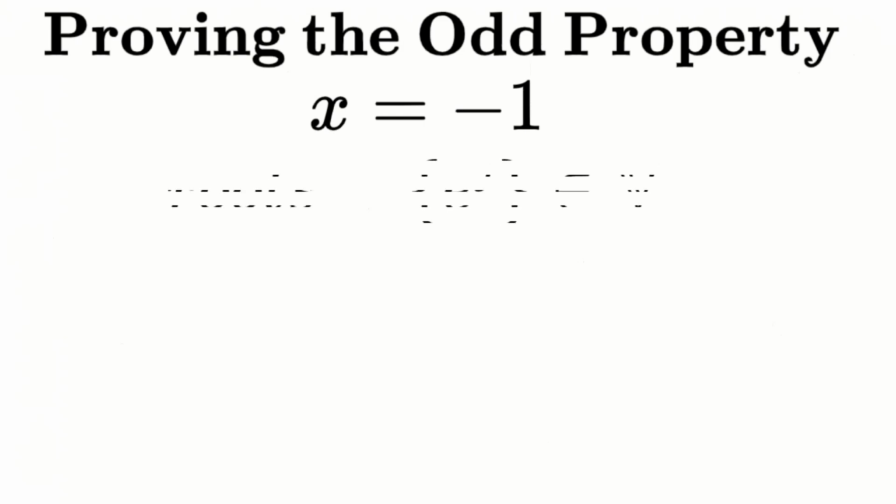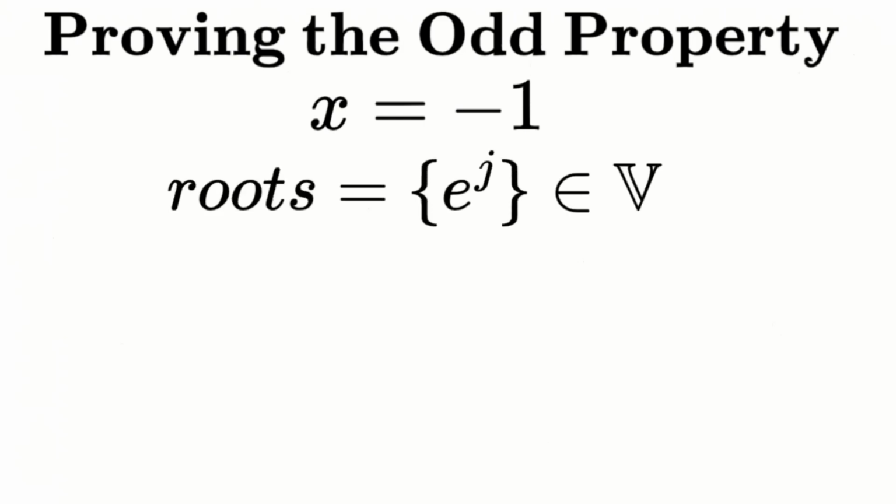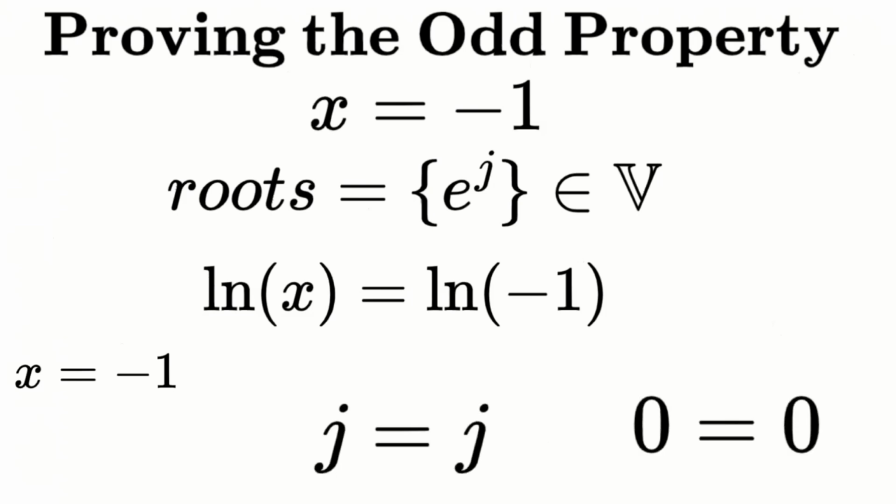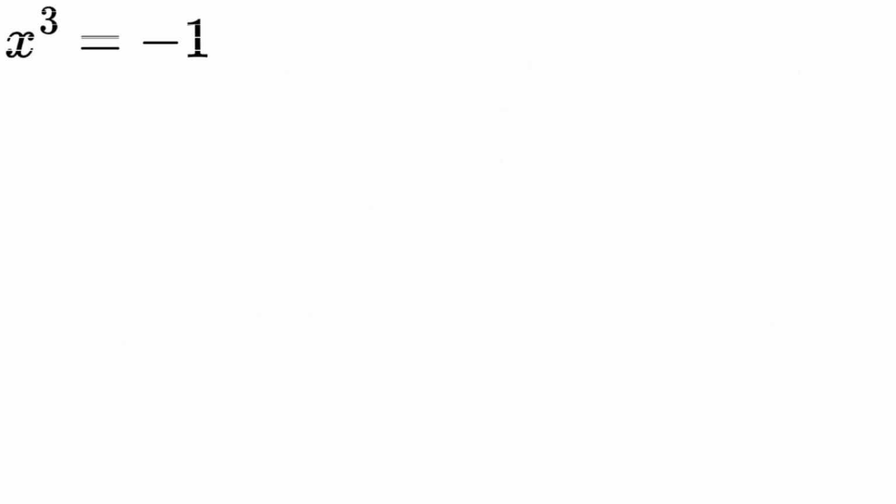Proving the odd property, let's say we have the equation x equals negative 1. This equation has only one root, which is negative 1. Take the natural logarithm on both sides, we get natural logarithm of x equals natural logarithm of negative 1, or specifically j. So if negative 1 is the root of the original equation, then it must satisfy the second equation as well. If we put x equals negative 1, we get j equals j. Similarly, for the equation x cubed equals negative 1, this equation has three roots.